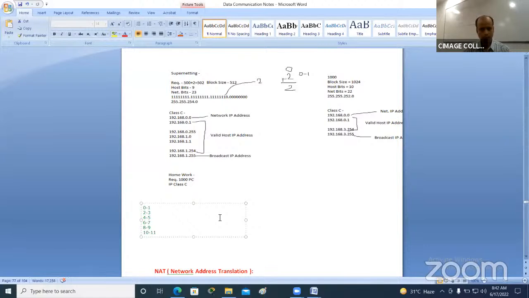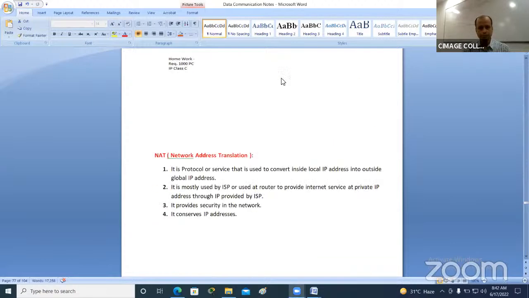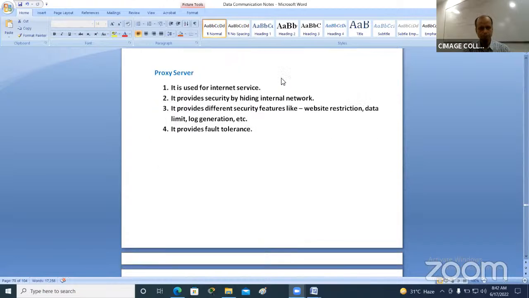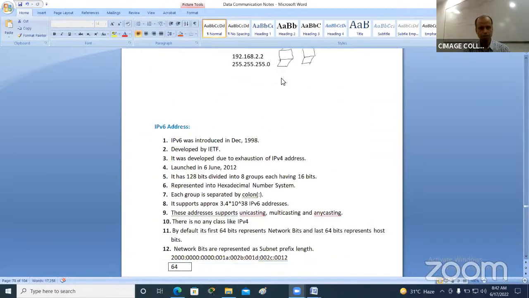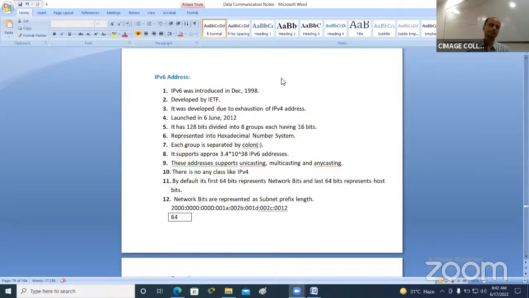Now, before moving to routing, we should discuss IPv6. We have discussed proxy and NAT. Now this is IPv6. Because there is a question, what is the difference between IPv4 and IPv6? Keep it in your mind. This is a university paper question.